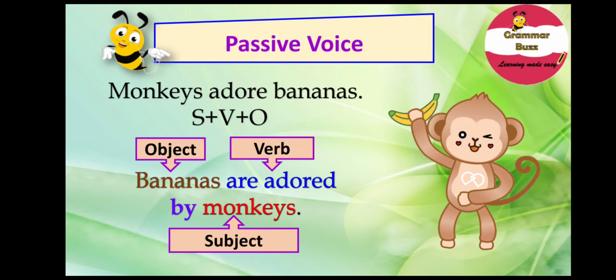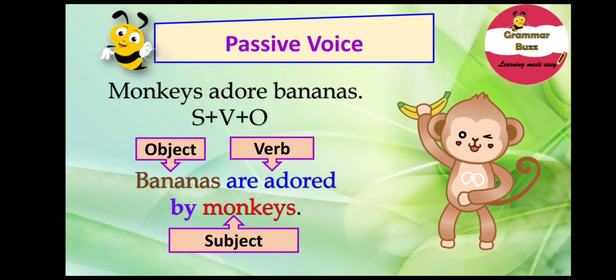So remember, for passive voice, the sentence always follows the structure of the object, the verb, plus by and then the subject. Remember, in passive voice, we use the third form of verb. Also note, both the sentences, monkeys adore bananas and bananas are adored by monkeys, are similar in meaning.